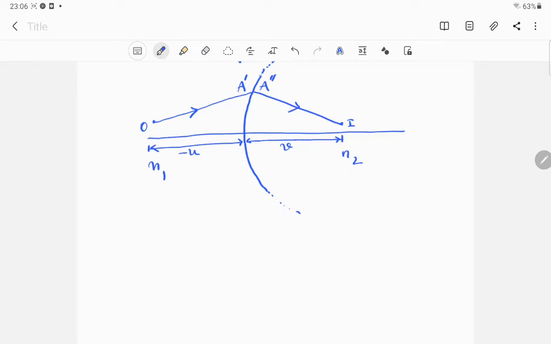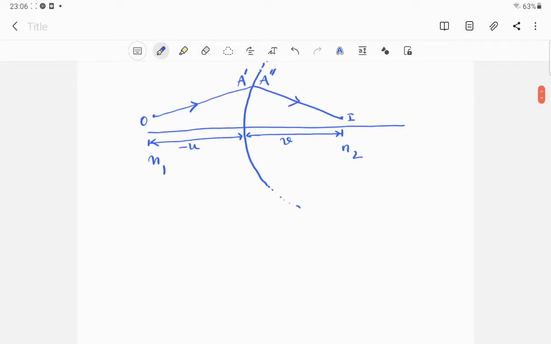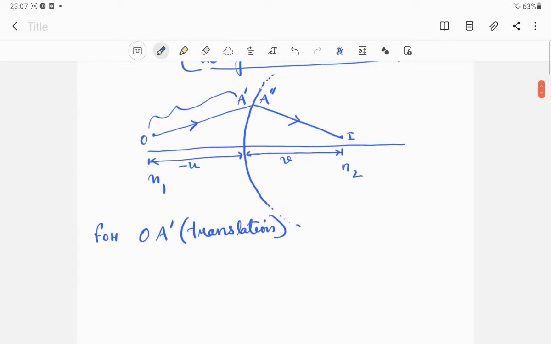Now we will need to do it step by step. First of all we will do it for OA dash. Going from O to A dash, whatever happens is called translation, because there is no change in the medium. One thing that I would like to tell all of you is about the coordinates of the point O, which I will write down one by one.